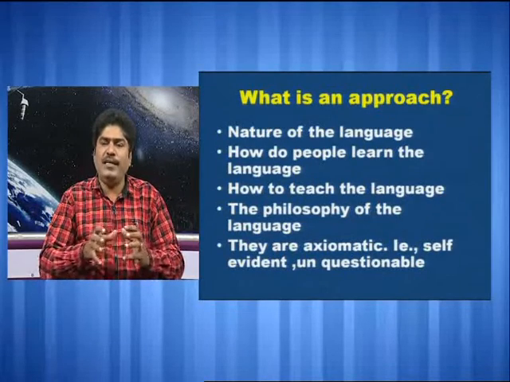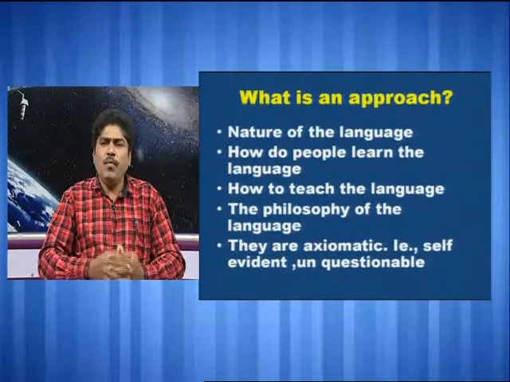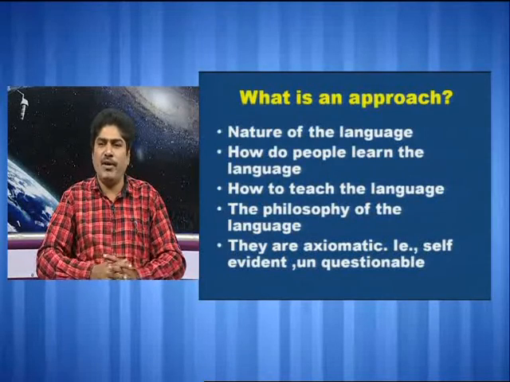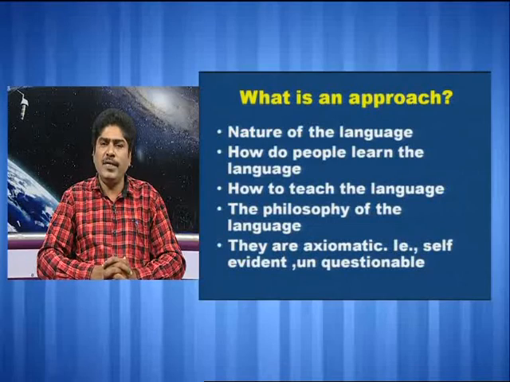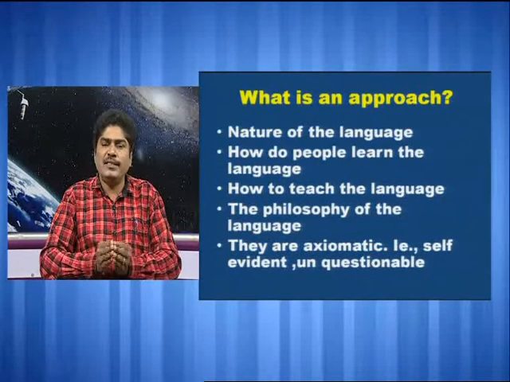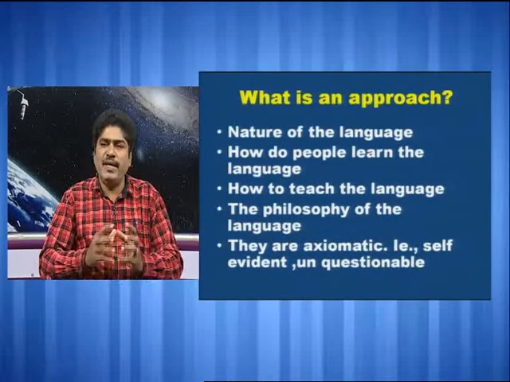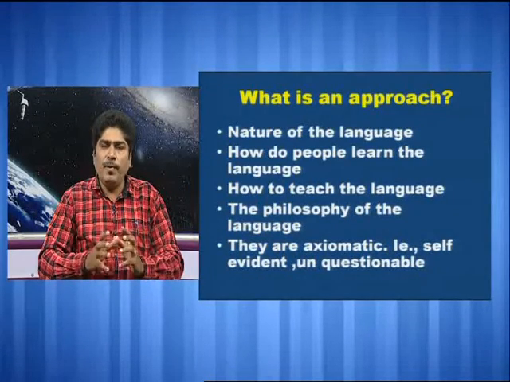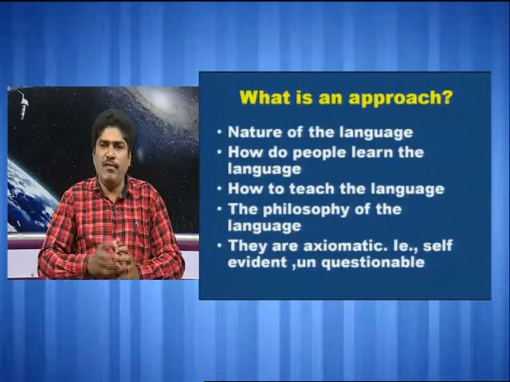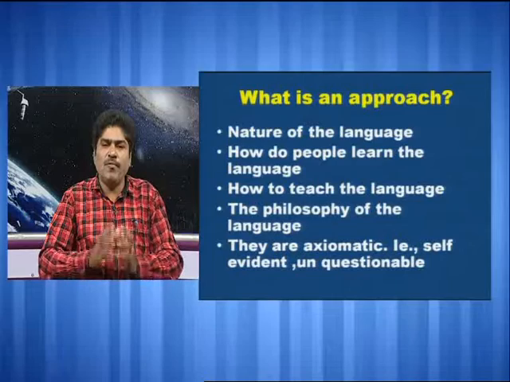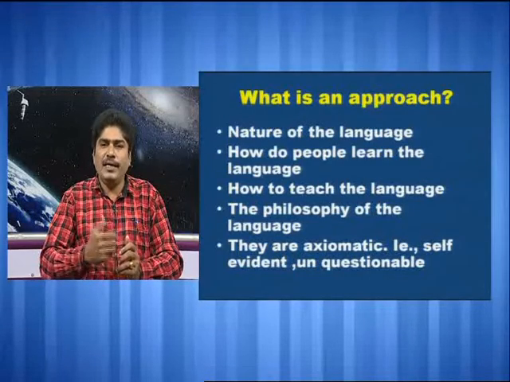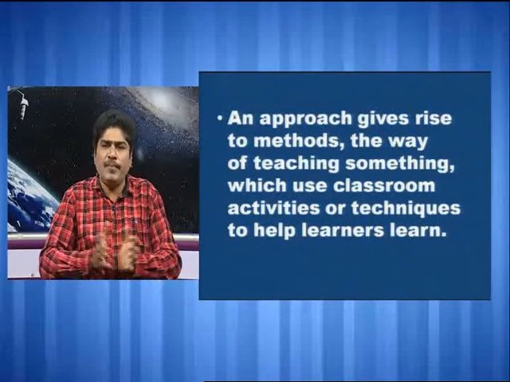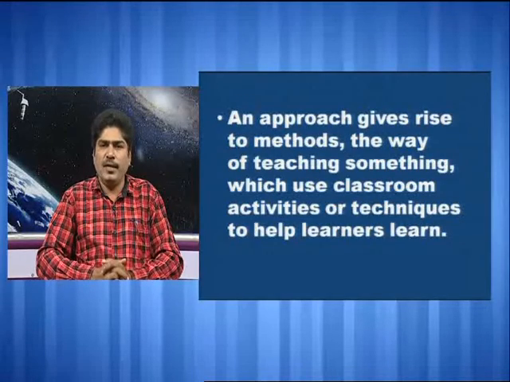The approach gives clear information on how people learn the language, what are the effective ways of teaching language, and it also deals with the philosophy of the language. And it is very clear, dear student teachers, that axiomatic means the information in the approach is very clear, self-evident and unquestionable. By this we can conclude that an approach is related to the philosophy of language teaching and learning, and it gives information on what to teach in the classroom in order to develop English language proficiency in our students. And the approach also gives rise to some methods, the ways of teaching.